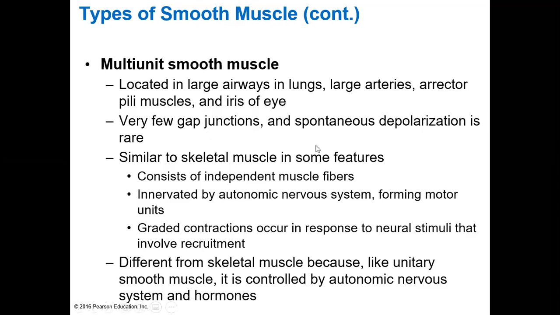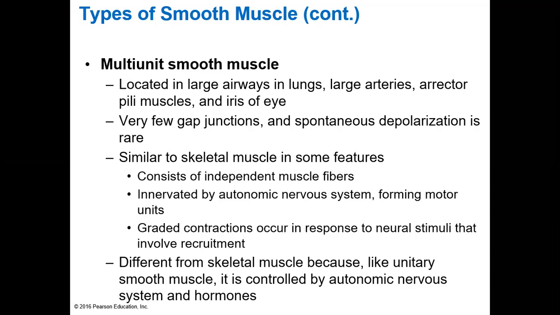Very few gap junctions. Spontaneous depolarization is rare. Similar to skeletal muscle in that they have independent muscle fibers. They have motor units, but it's still the autonomic nervous system and not the voluntary nervous system. And they have graded contractions, which was part of the whole muscle contraction PowerPoint. Just know that there's different levels of threshold that your muscles can reach, and which can cause constant contraction.